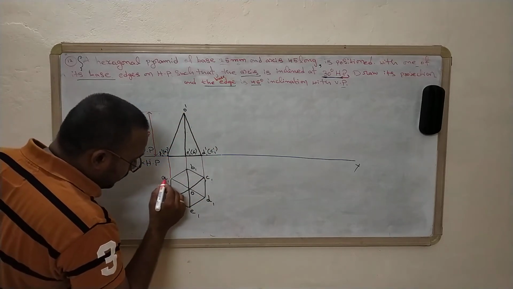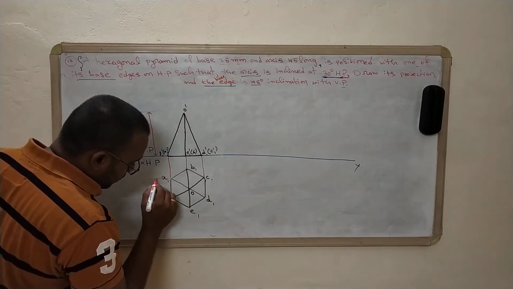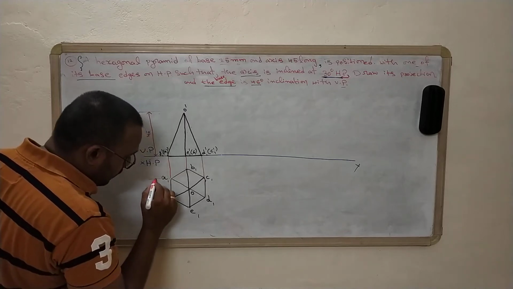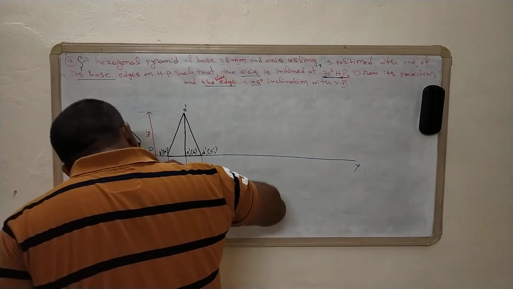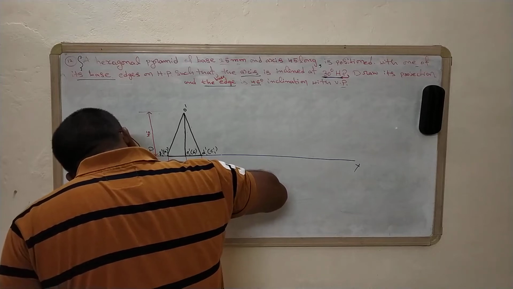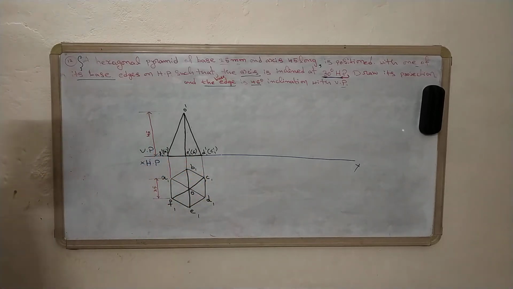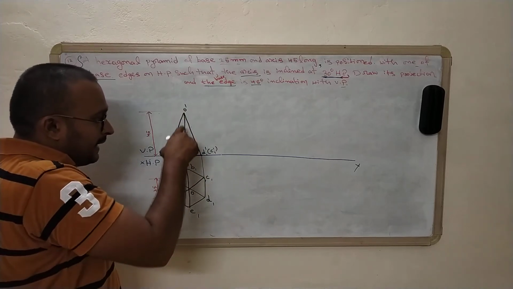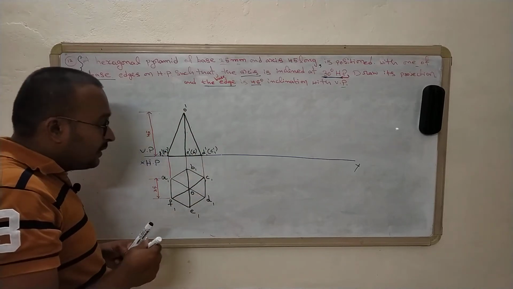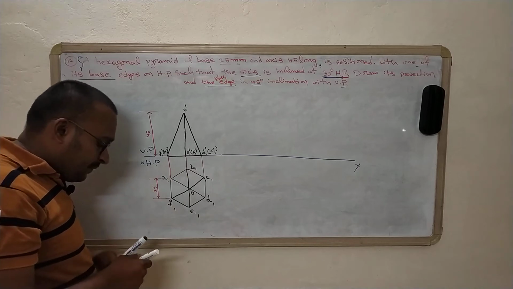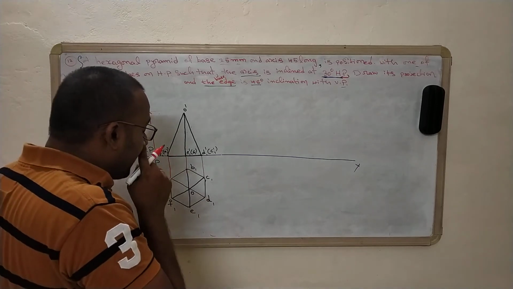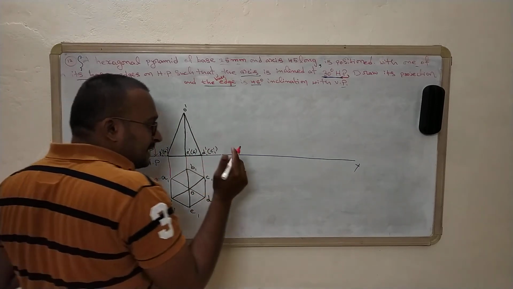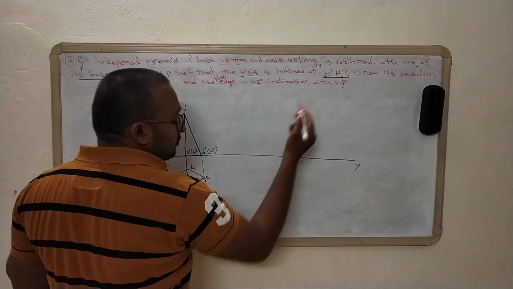And then here to here, 25 mm base side. Now this is the vertical axis, which is perpendicular to the HP and parallel to the VP. Now we are going to rotate it at an angle of 30 degrees to the ground.